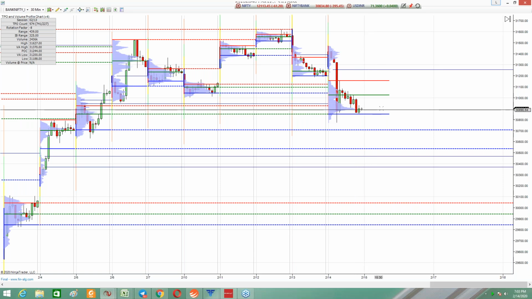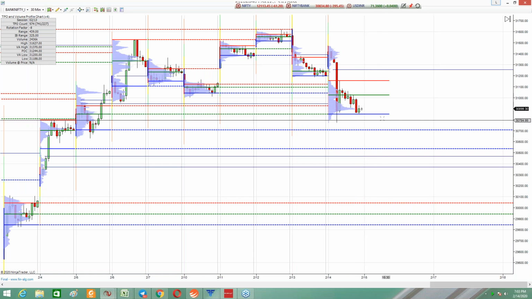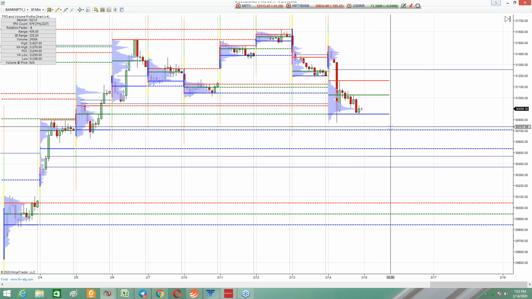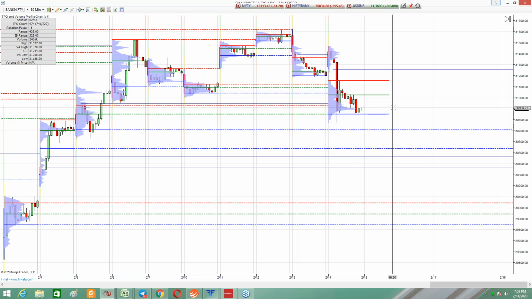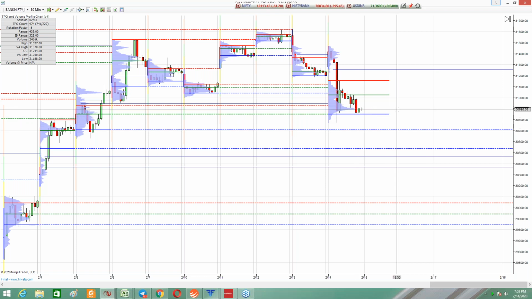But if at all it is opening gap down, and it is not even breaking this particular level, which is carrying very good, very high volume, available at 30,900. As per volume profile, you can consider this as pivot for tomorrow. On Monday, 30,900 pivot can be considered.